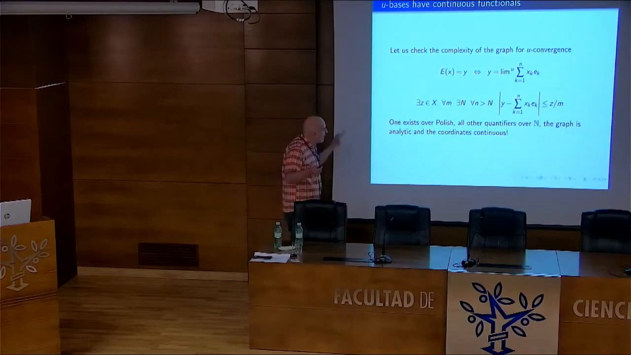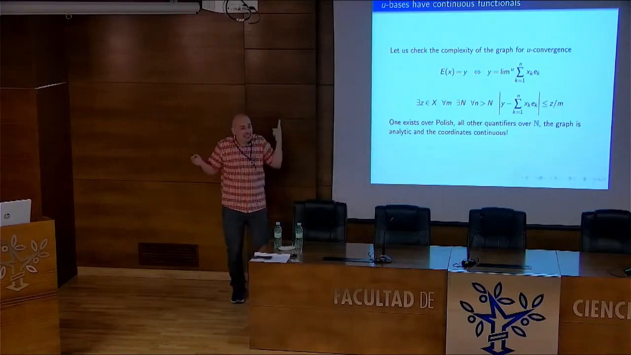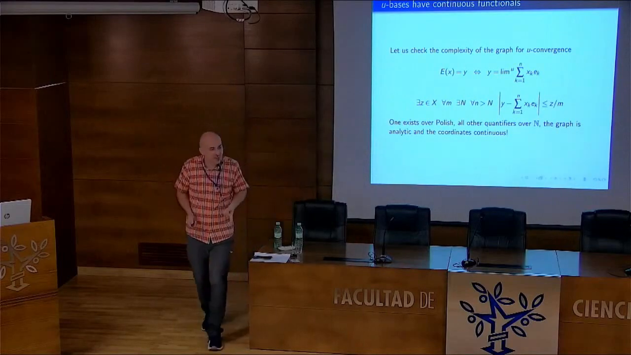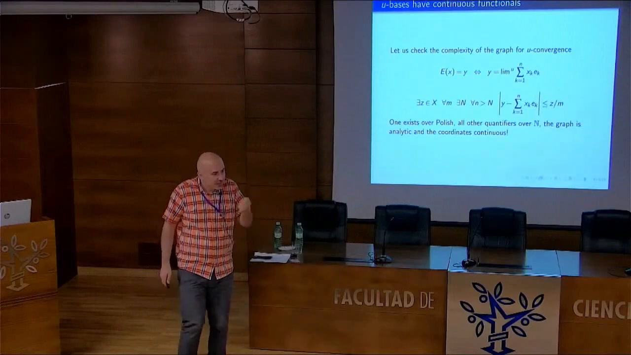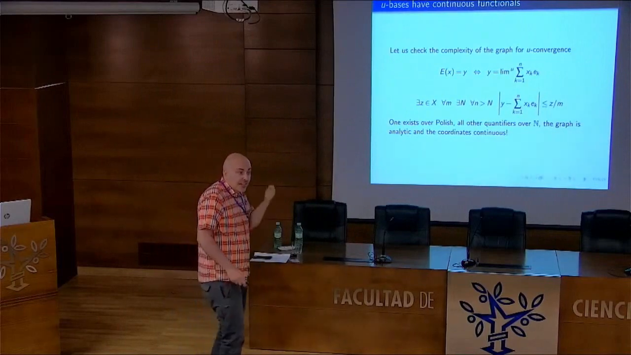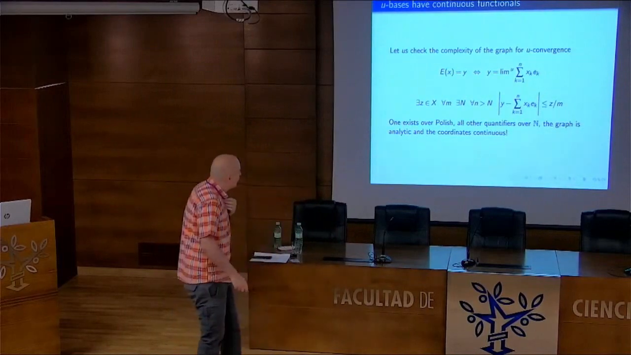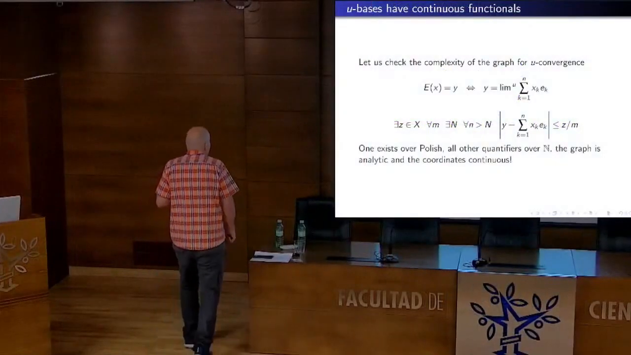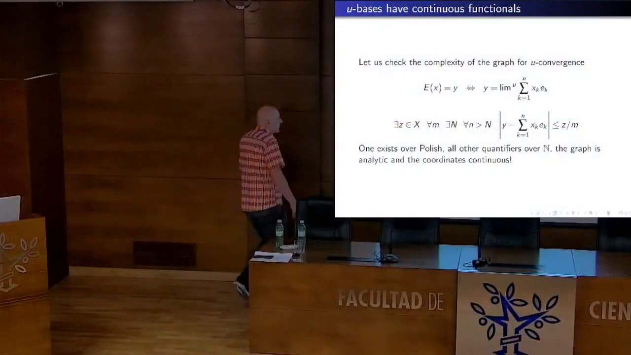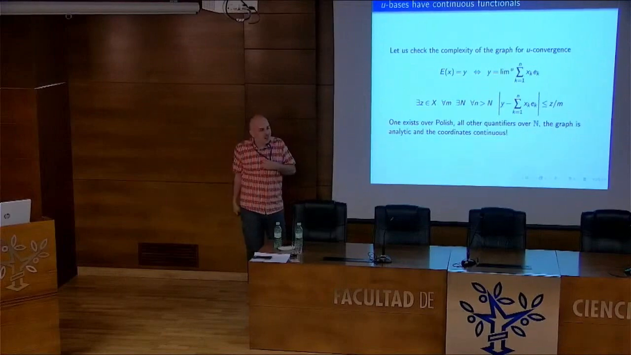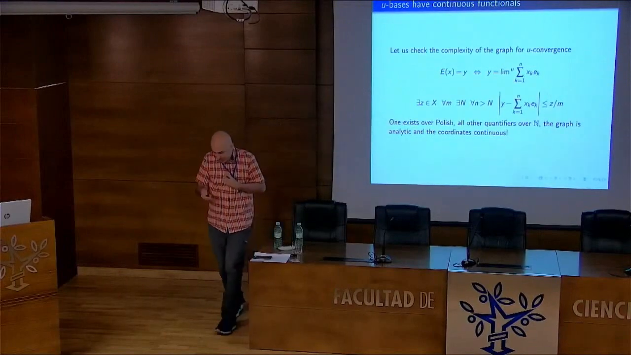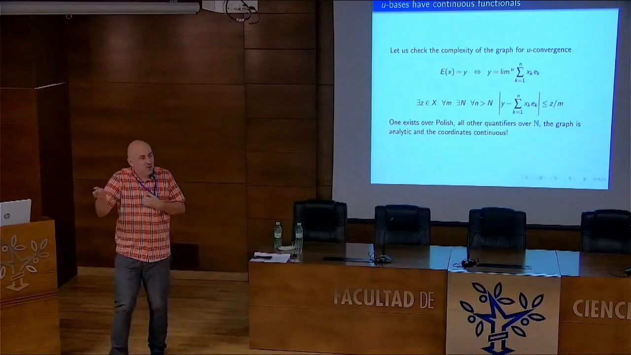Sigma 1, 1, one quantifier over a Polish space. The graph is analytic. So this is what we wanted, and the thing is continuous. So, in fact, uniform bases have continuous functionals. So you can go back to the original version of the paper of these people. Okay, let's go have a look at the others.